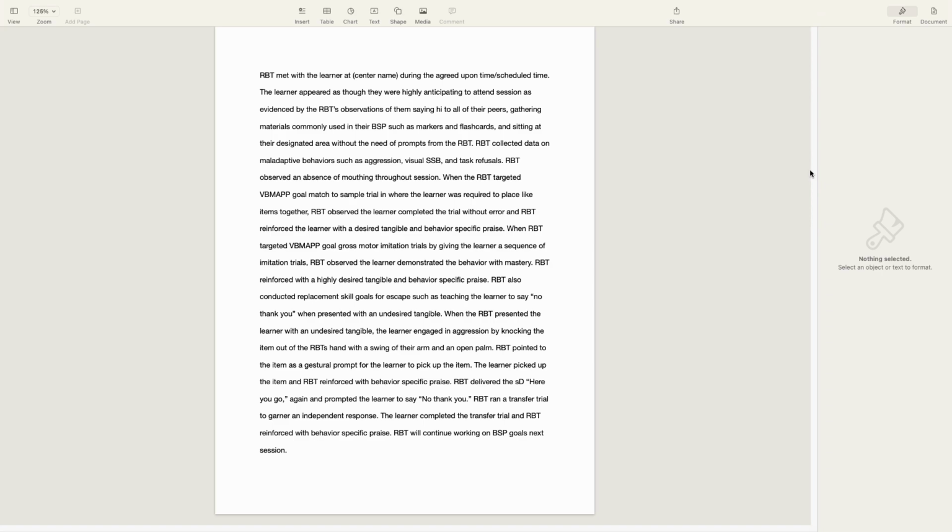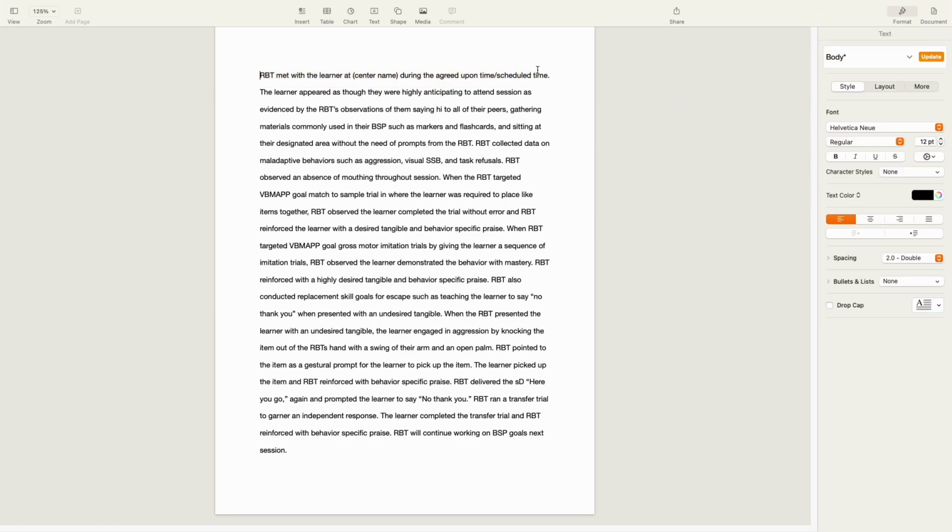So you're going to start with the fact that you met the learner wherever, at what time. That's a great way to start. I have it here, let me show you: RBT met with the learner at the center name during the agreed upon or scheduled time. Now, you're always going to write your session note in third person. You're not going to include your name, and you're not going to include the client's name or the learner's name. Most of the time, I would say most analysts are going to tell you not to do that.